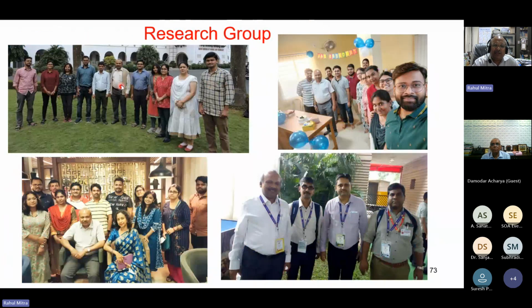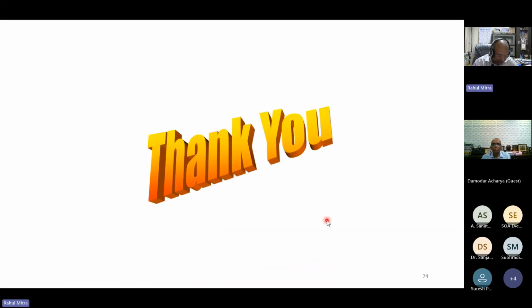So these are pictures of my research group in front of the IIT old building, and this is some Teachers' Day celebration or birthday celebration, and this is we are having dinners, and these are with some of my past students, Kaushik, Manav, and Prasenjit. This was when there was a conference in Hyderabad. So with this, I would like to thank you all, and I'll be happy to answer any question.